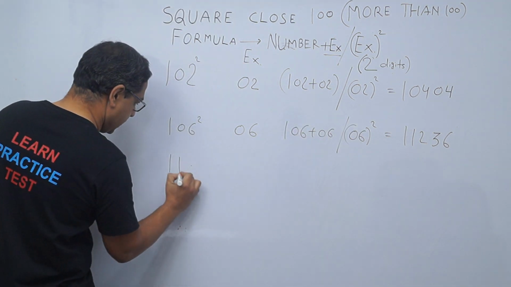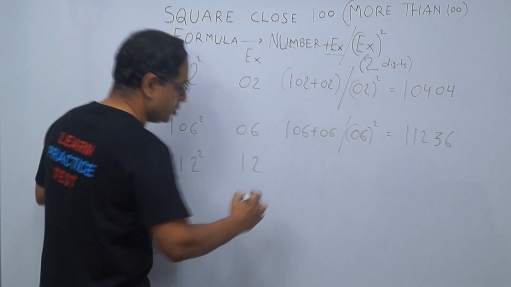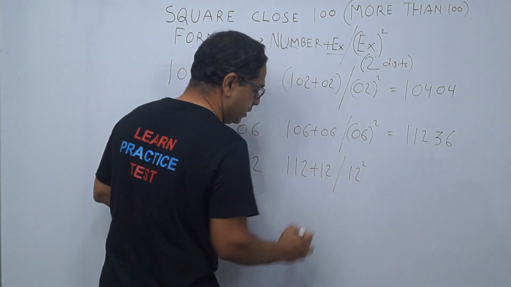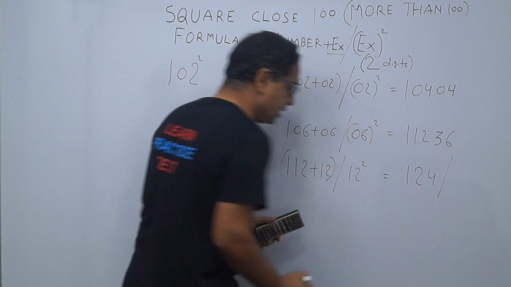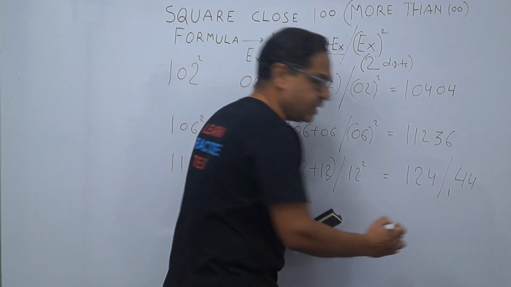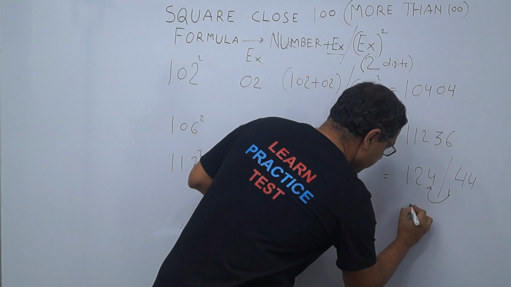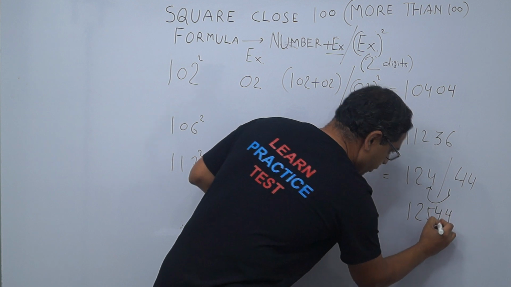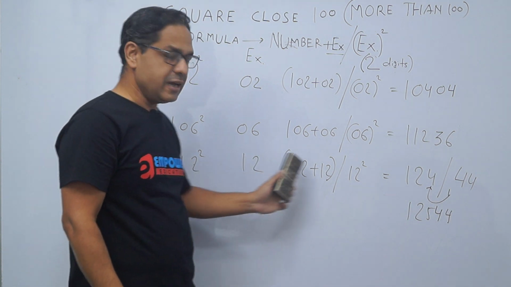We'll take one example of carryover now. If we have a number like 112, here the excess is 12. It is 12 more than 100. So on the left side we have 112 plus 12, and on the right side we have 12 square. Okay, so 112 plus 12 is 124, and on the right side the square of 12 is 144. So we write 44 and take 1 carryover. This 1 carryover is added to the left, that gives you 125 44. So this way we can square a number which is close to 100 and more than 100.